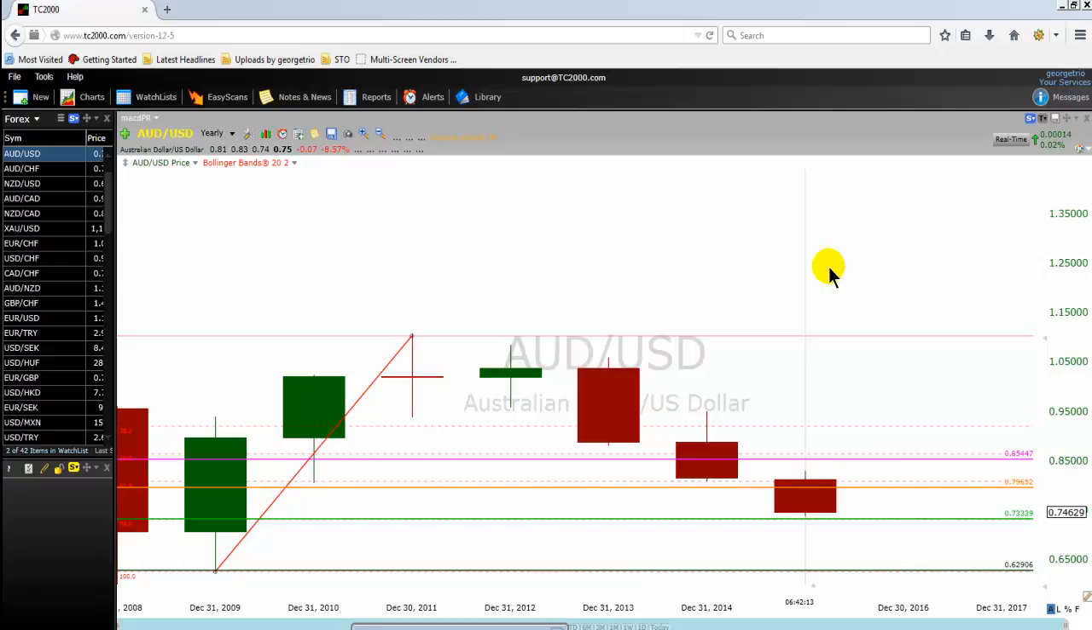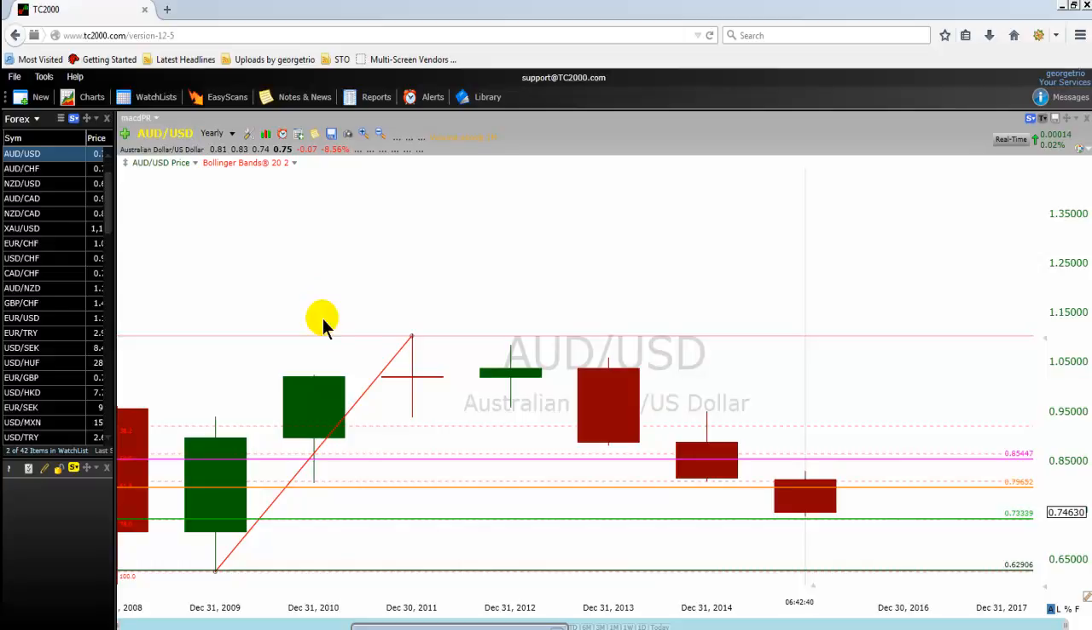On the other hand, if the US economy is doing better than the economy of Australia, then the US dollar will be strengthening against the Australian dollar. If the US dollar is strengthening against the Australian dollar, the Australian US dollar currency pair will go down. Okay, does it make sense? We are comparing two countries.